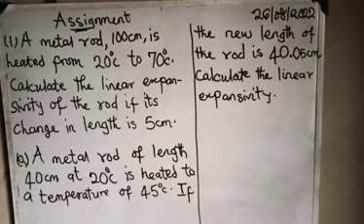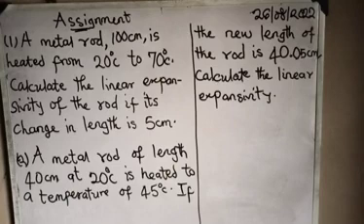Okay, here is your assignment for the day. Number 1, a metal rod 100 cm is heated from 20 degrees Celsius to 70 degrees Celsius. Calculate the linear expansivity of the rod if its change in length is 5 cm.